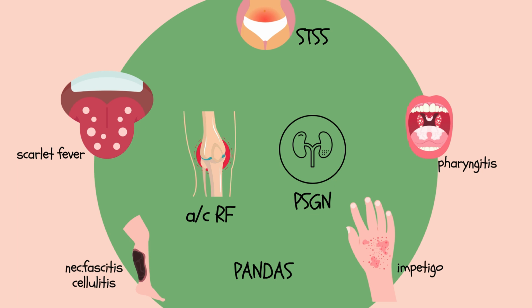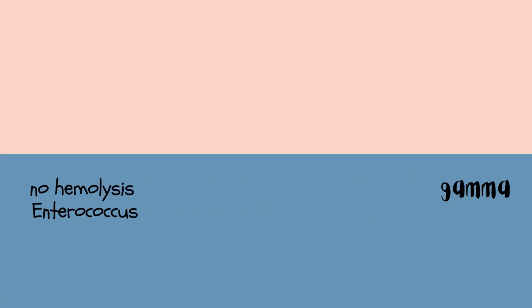Okay, just remember that there's something called PANDAS, which is caused by, again, our Streptococcus pyogenes. That is our beta hemolytic streptococci. Coming to gamma hemolytic streptococci, it causes no hemolysis and is Enterococcus. Okay, Enterococcus is now considered as a different subclass. That is gamma streptococci. It was earlier considered under beta, but now it is gamma.